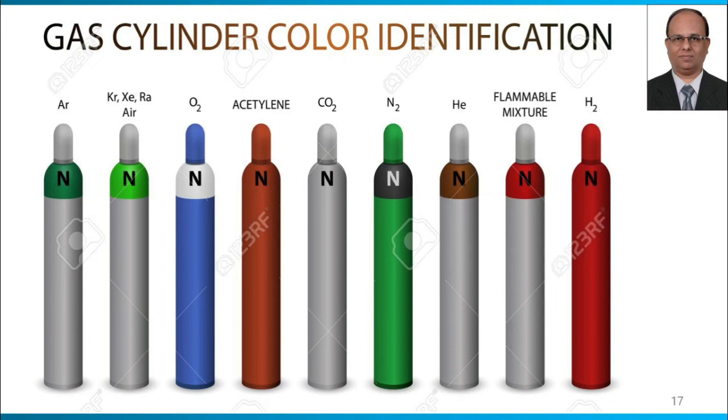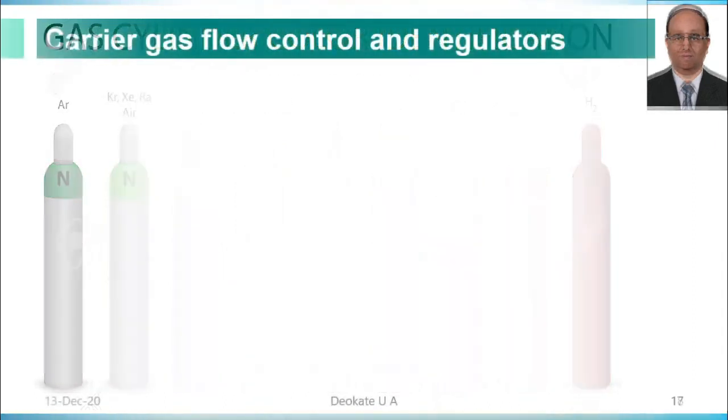Nitrogen has a black neck belt. Then helium has a brown belt. Then flammable mixtures generally have a red belt on the surface, and hydrogen also has the red belt, and the whole cylinder is of red color. So it is explosive, so it is to be handled carefully.